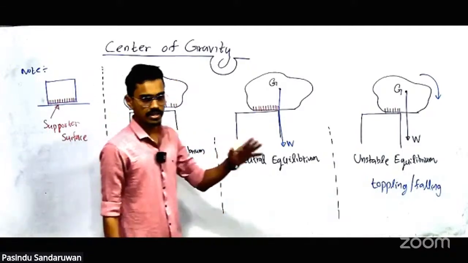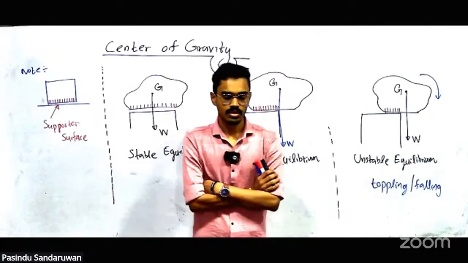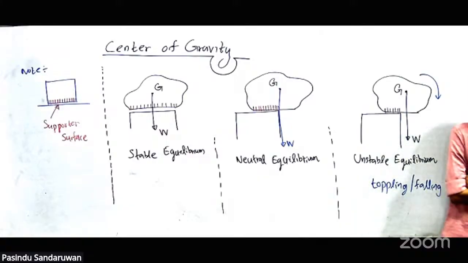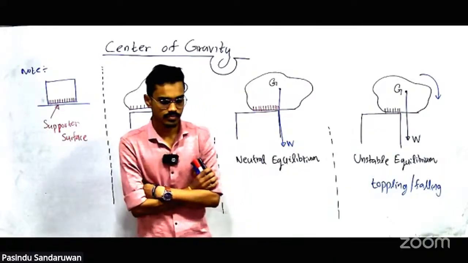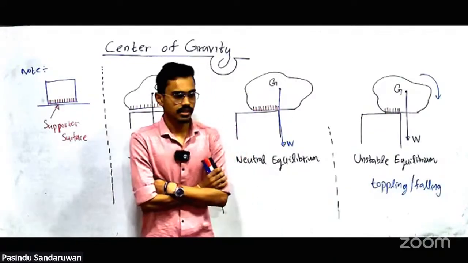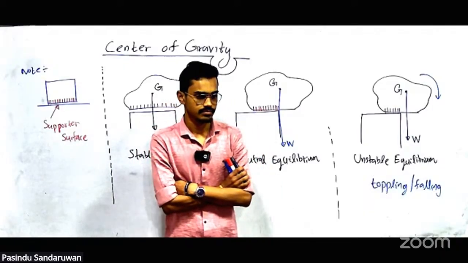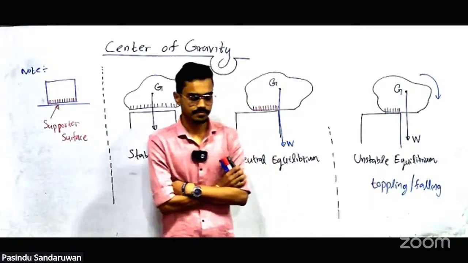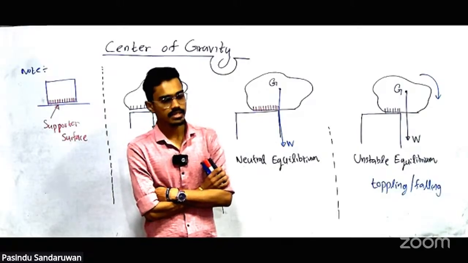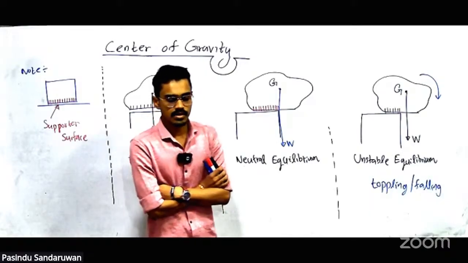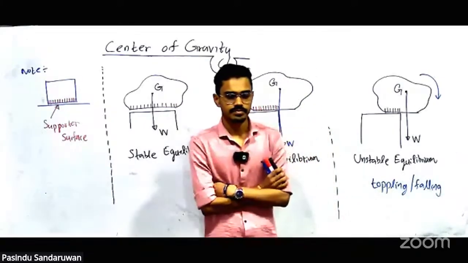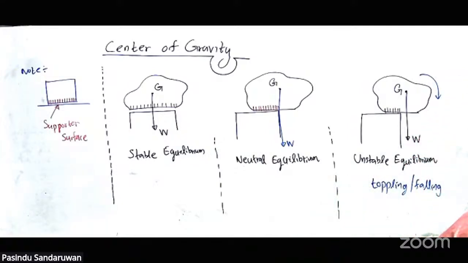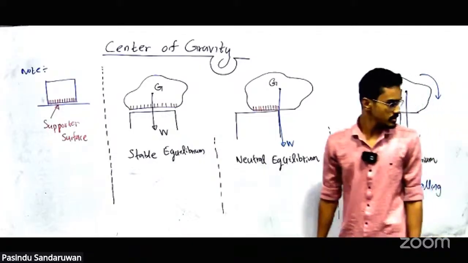Second point, keep using that pen. The requirement to be satisfied to make an object fall by being unstable is the center of gravity being outside the border.